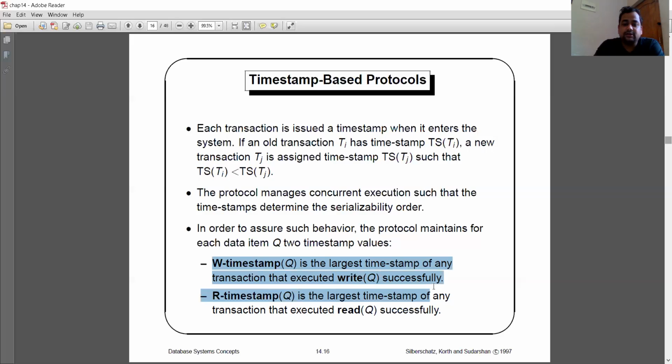The write timestamp is just the opposite of the read timestamp. The same thing: the largest timestamp of any transaction which successfully executes the write operation on data item Q is called the write timestamp. So what is the basic difference? The largest timestamp of a transaction that reads the data item Q is the read timestamp. The largest timestamp of a transaction that performs the write operation is called the write timestamp.